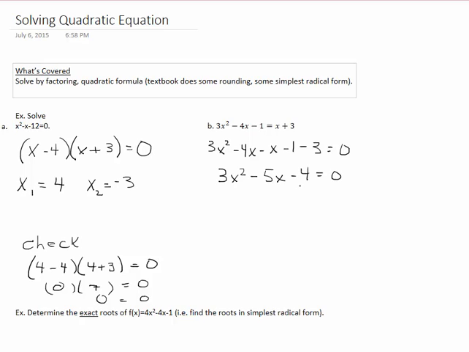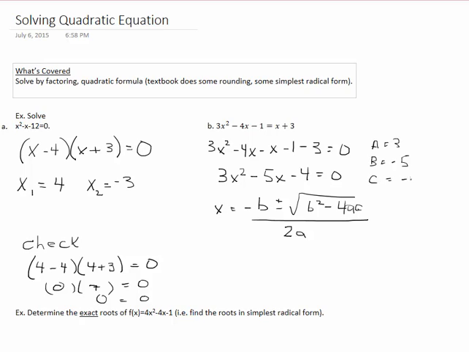The first thing you'd probably want to do here is check for decomposition, but I know that it doesn't work, so we're going to go right into our quadratic formula. And hopefully from last year you remember that the quadratic formula is negative b plus or minus the square root of b squared minus 4ac all over 2a. So from this example here, we have an a value of 3, a b value of negative 5, and a c value of negative 4.